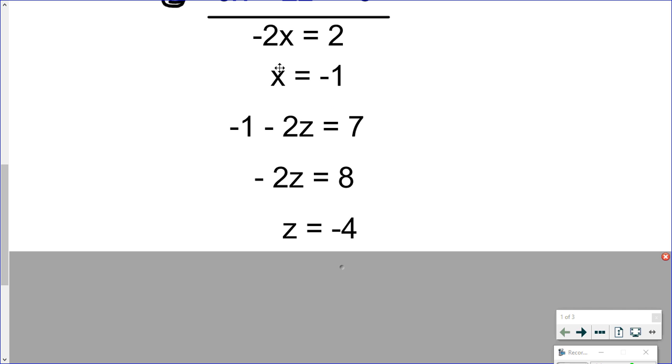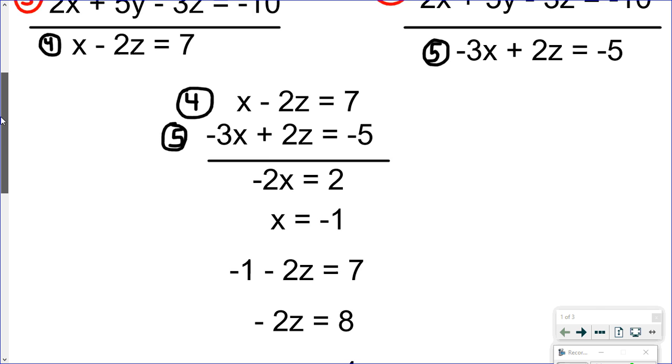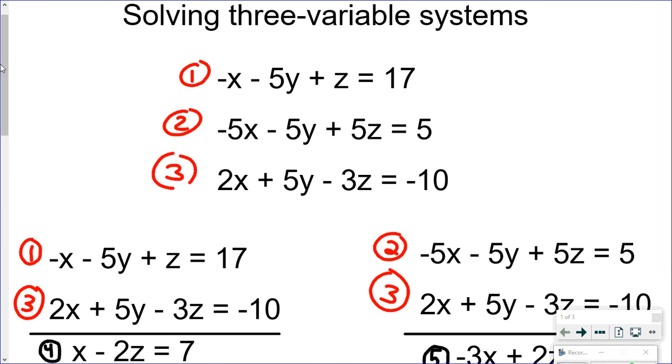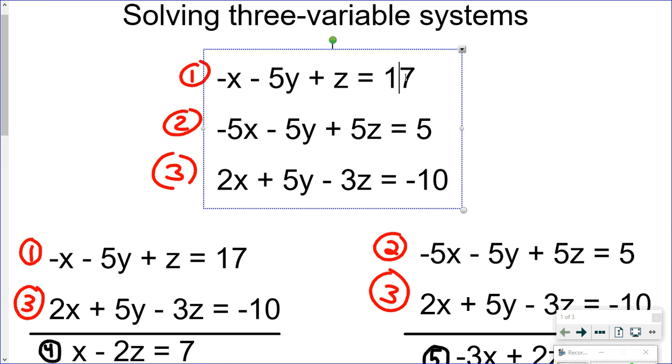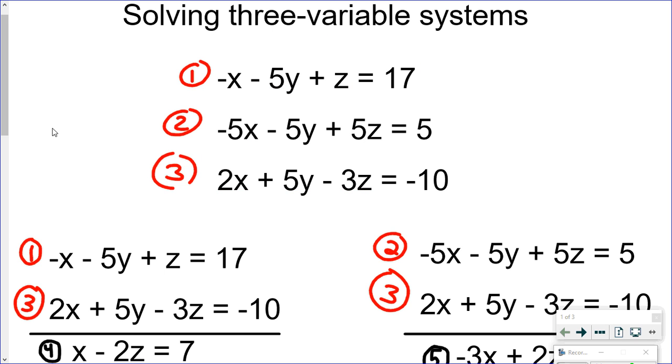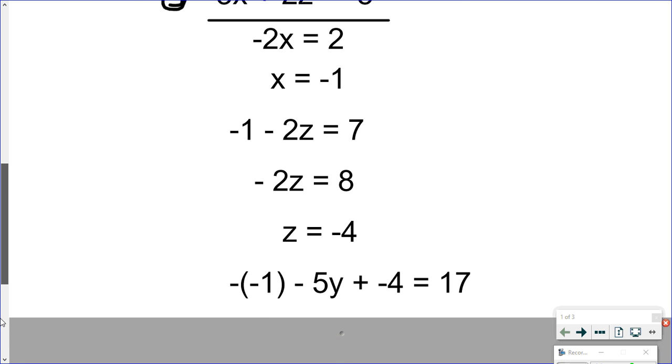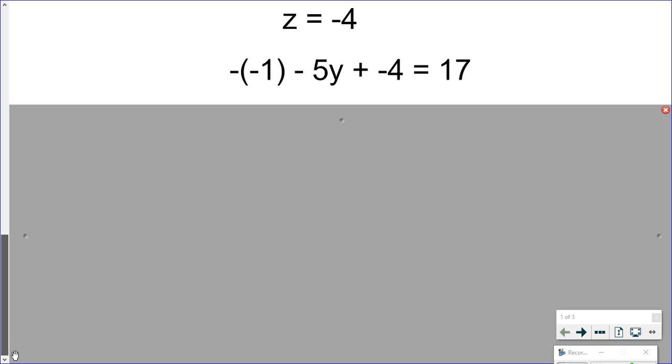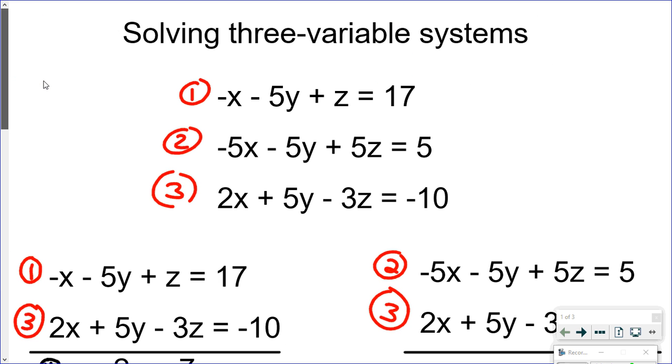So now we have x equals negative 1 and z equals negative 4. So at this point, we have to take our variables and plug them back into one of the original three equations. So equation 1, 2, or 3. I believe I chose equation 1, negative x minus 5y plus z equals 17. So I have negative 1 minus 5y plus z, which is negative 4, equals 17. Sorry if I just made you sick by bouncing around like that.